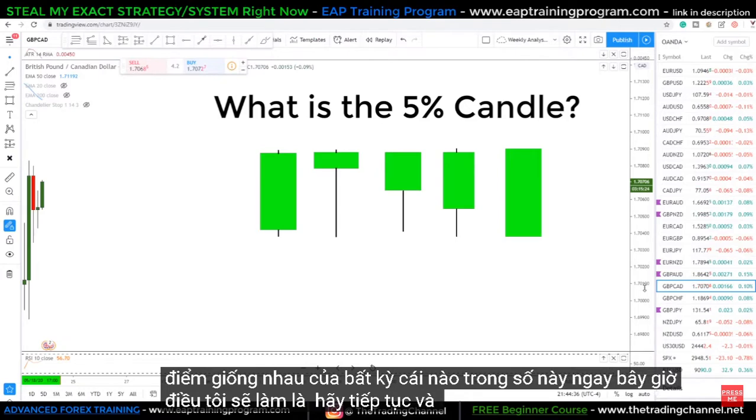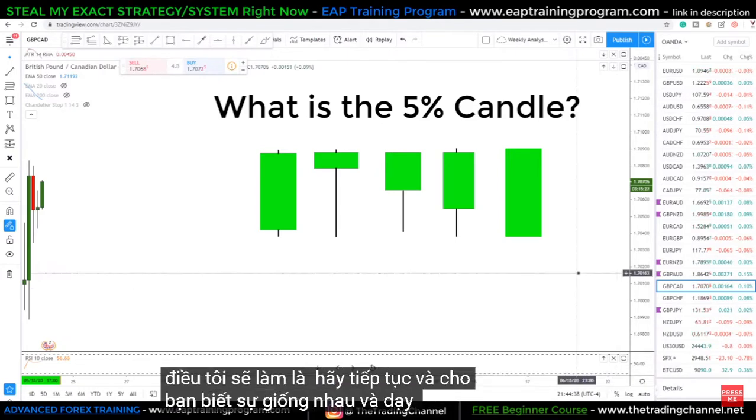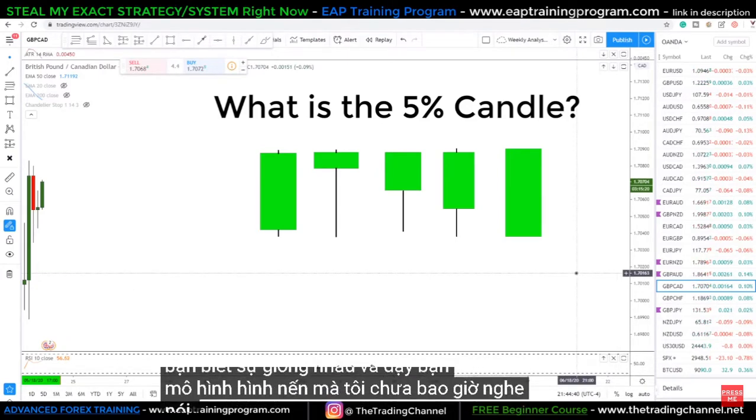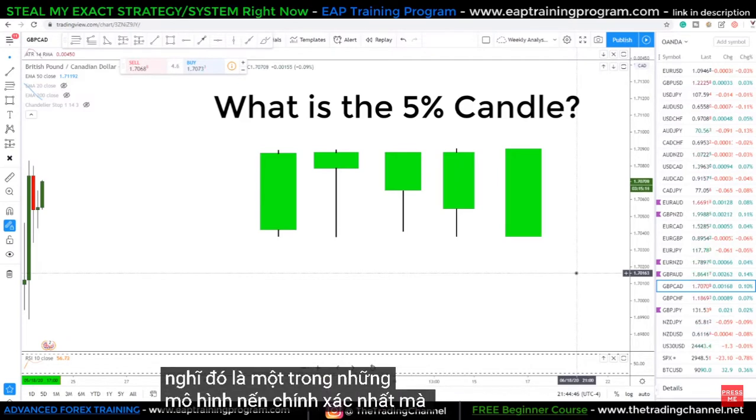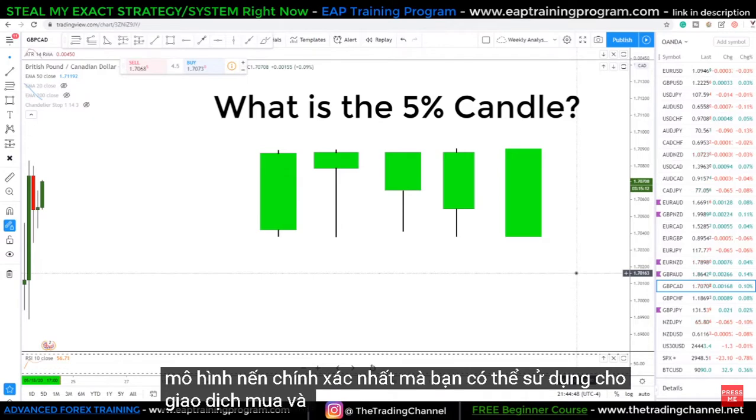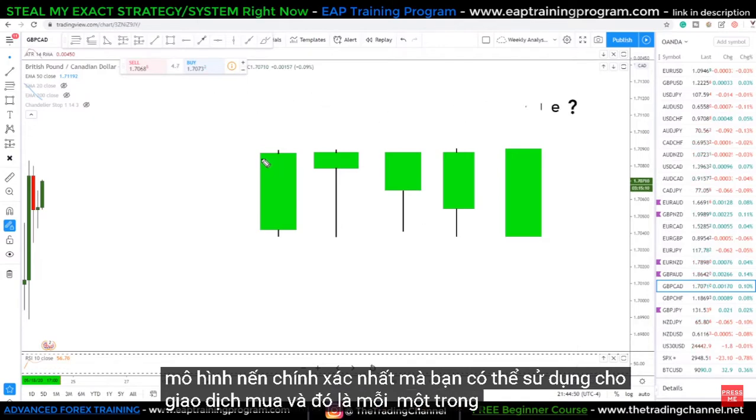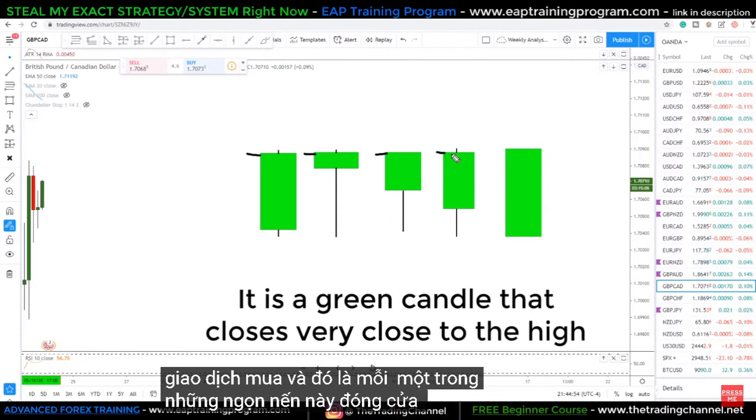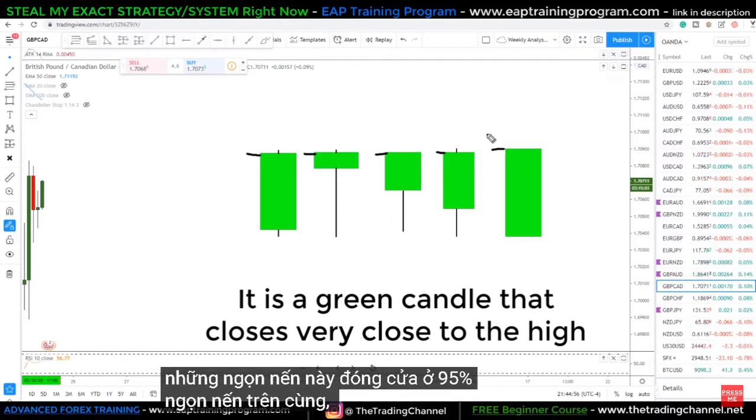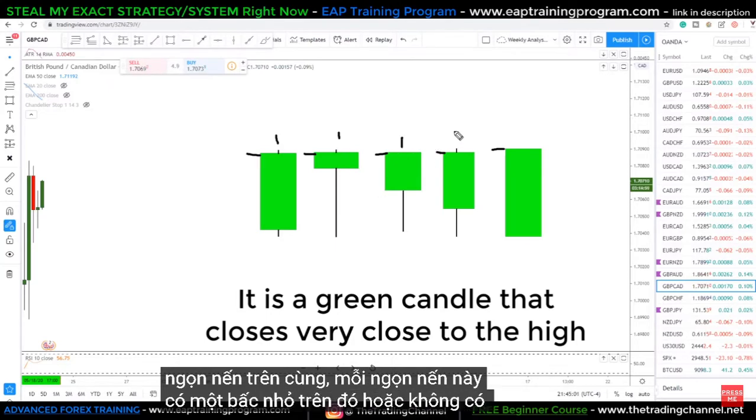Right now, what I'm going to do is tell you the similarity and teach you the candlestick pattern that I never hear talked about here on YouTube, and that I think is one of the most accurate candlestick patterns you can use for a buying trade. And that is, each one of these candles closes in the top 95% of the candle. Each one of these candles has either a tiny wick on it or no wick on the top at all.